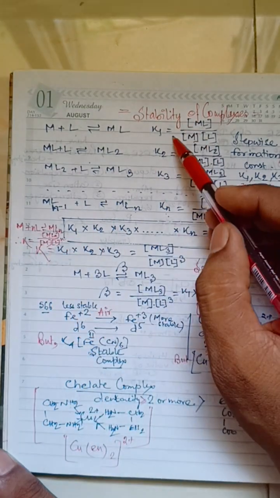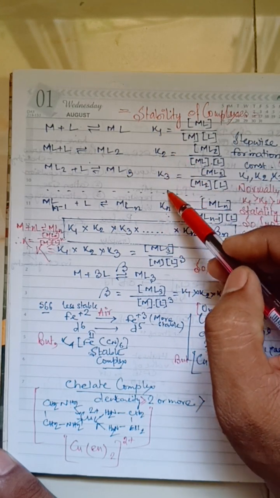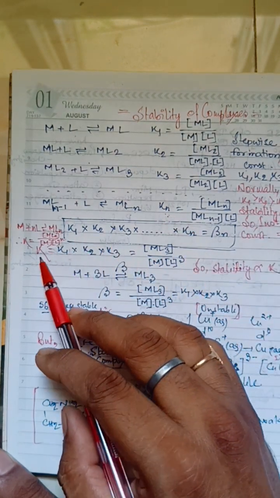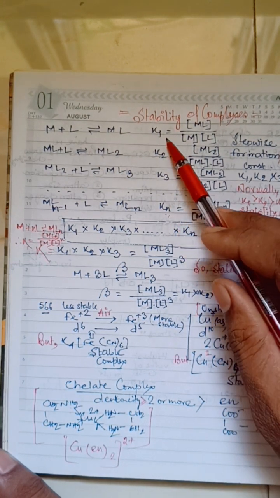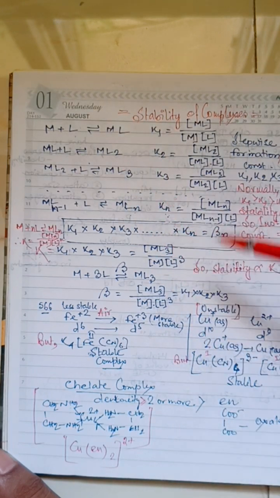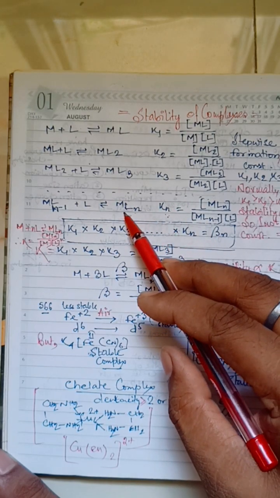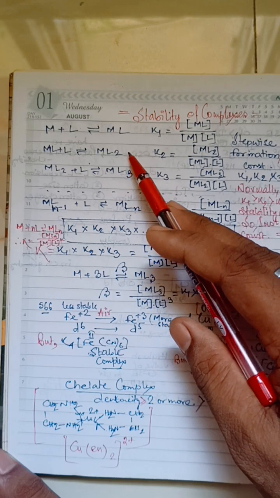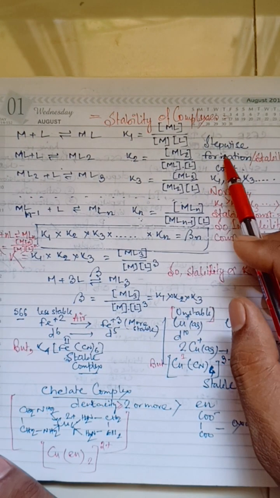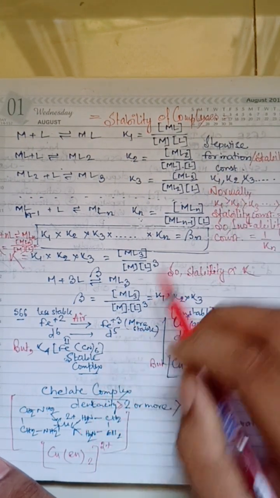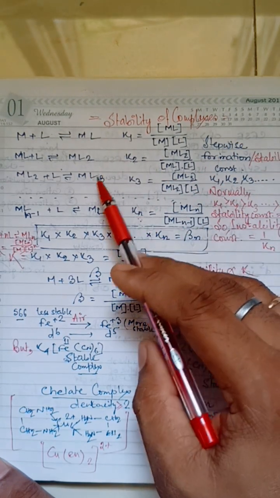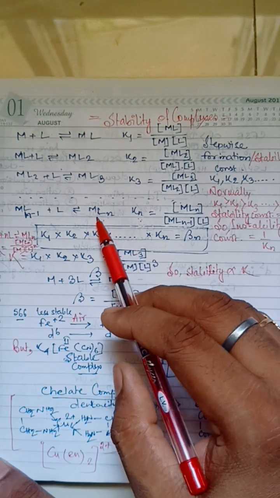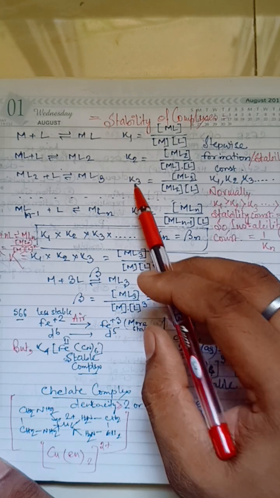Now, if we multiply all the equilibrium constants K1, K2, K3, K4, up to Kn, we get the value of K. This product is equal to beta n. K1, K2, K3, Kn are the stepwise formation or stepwise stability constants for the formation of the ultimate complex, that is MLn. Step by step occurs, so it is the stepwise formation constant. We have already written that these constants are known as stepwise formation or stability constants. Normally with the ingoing process, that is from ML to ML2, ML2 to ML3, ML3 to ML4, and last of all MLn, we get different formation constants.